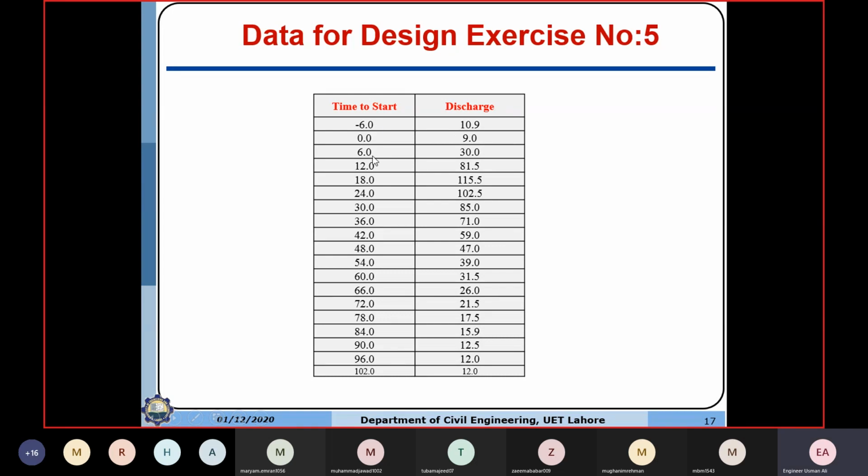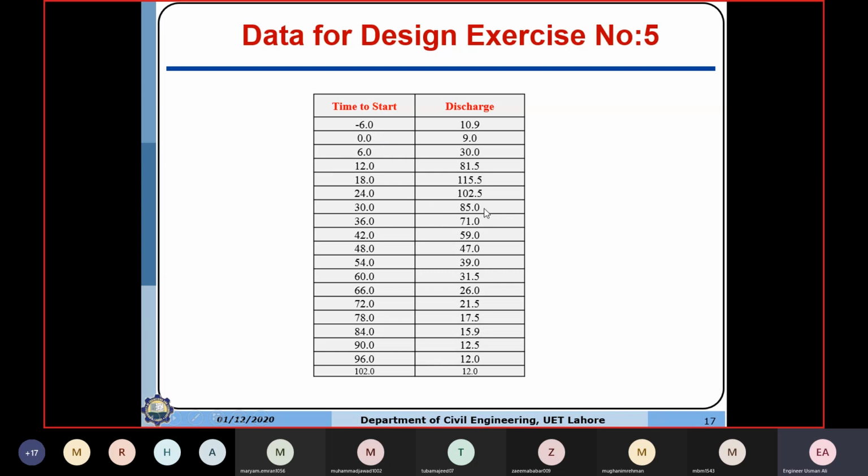Now after 6 hours of the rainfall, the discharge started increasing. It became from 9 cubic meter per second to 30. It means that now the contribution of the rainfall over the area has started reaching the outlet of the catchment or outlet of the drainage basin. Similarly, after the next 6 hours, meaning 12 hours from zero, the discharge further increased, up to 102.5. This is the maximum or peak discharge recorded at the outlet after 24 hours from the rainfall.